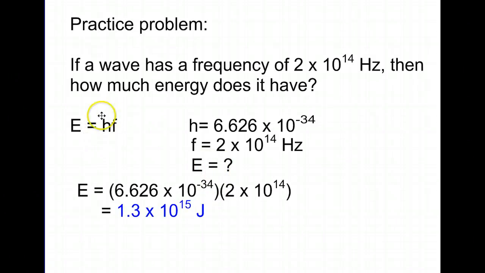So we've already got it arranged, so E is by itself on this side, and our two things we know are on this side. So let's just plug in numbers. 6.626 times 10 to the negative 34th, and again, that's 6.626 EE negative 34 times 2 EE 14. And that'll give you 1.3 times 10 to the 15th joules. 1.3, and then it'll have a little 15 up in the corner for 10 to the 15th.